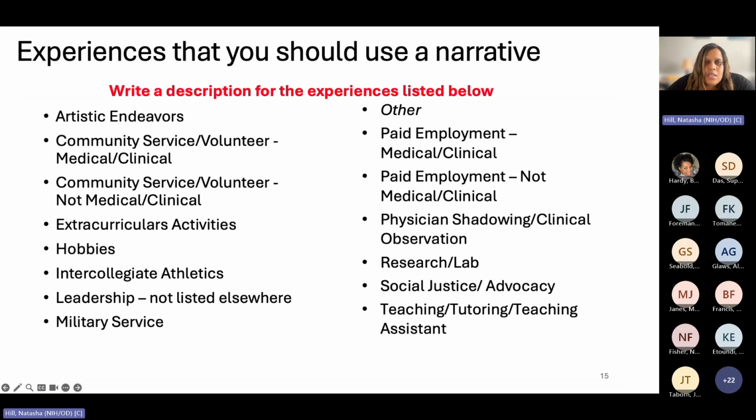Okay. So what experiences lend themselves better as a narrative? Well, here we have a nice big long list of experiences that may be better as a narrative. The other experiences category is kind of ambiguous depending on what it is you're going to be putting under other. It may lend itself better to a list than a narrative, but that's going to be up to you to decide depending on the information you're going to be providing under an experience denoted as other.